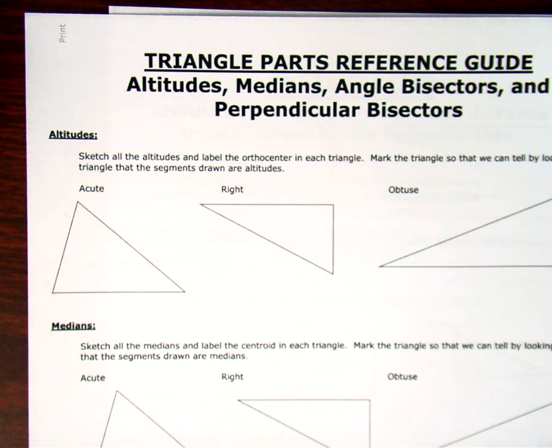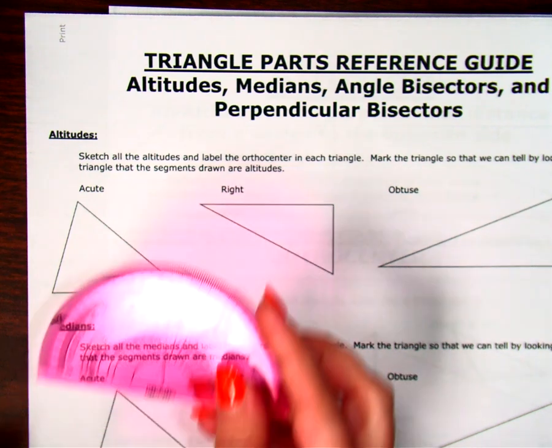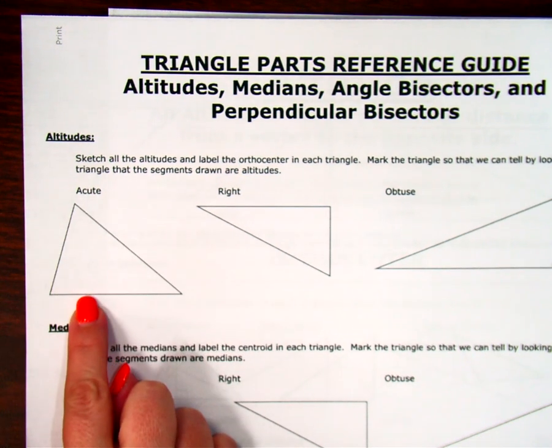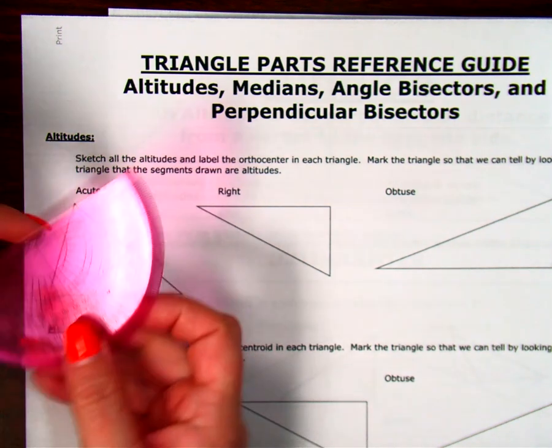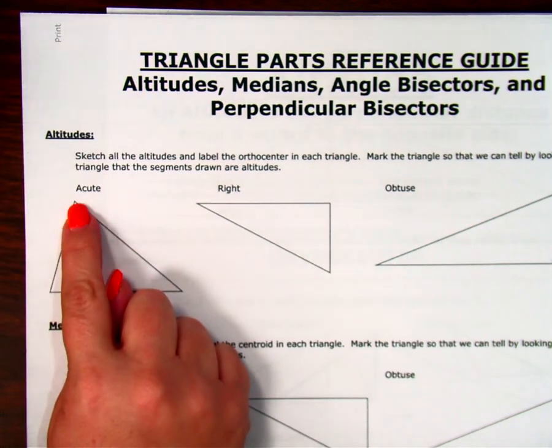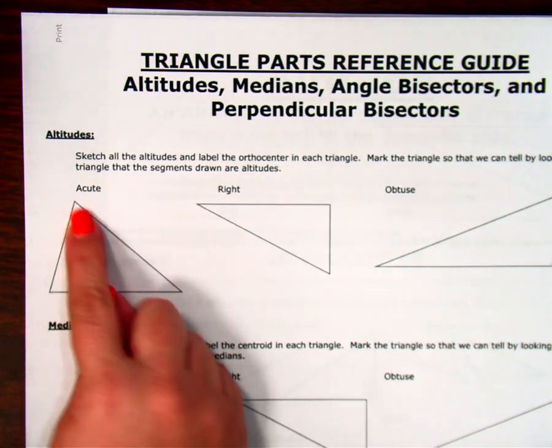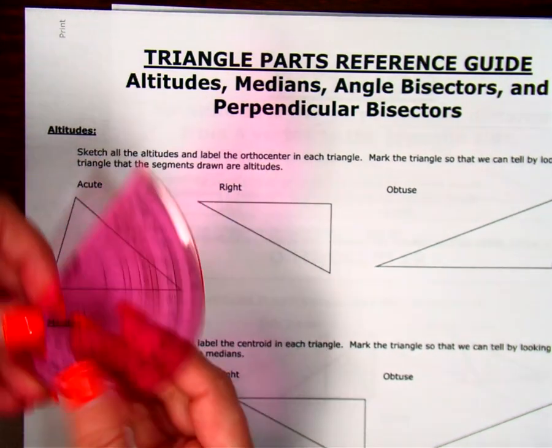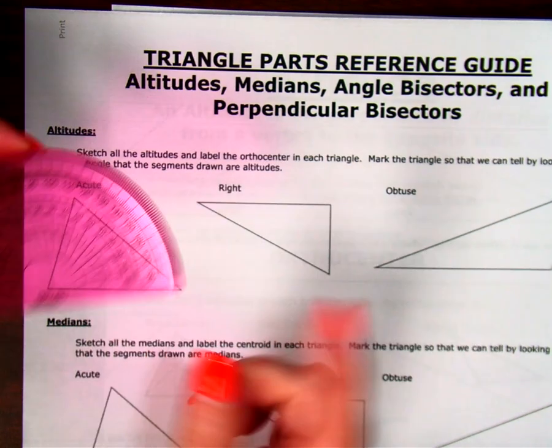An altitude again starts at a vertex and it hits the opposite side at a 90-degree angle. A lot of times we'll try to use our protractor. The problem with using a protractor on this one is that I need to go from this point to the opposite side at a 90-degree angle. Instinctively we want to go to this point because this is where we have to start from, but figuring out how to get a 90-degree angle coming down here is a little bit difficult.